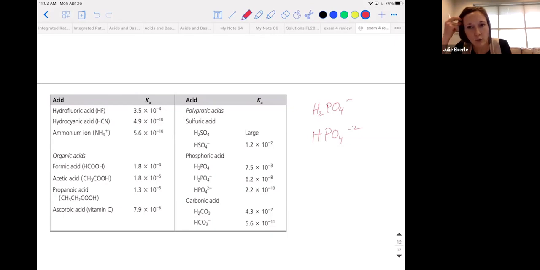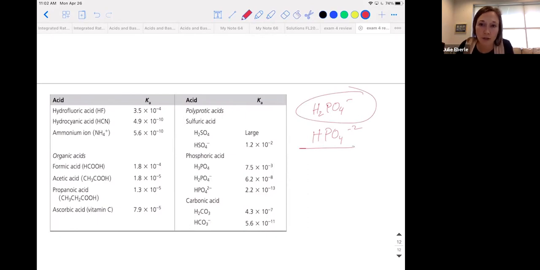Keegan says HPO4 as the weak acid. You need to pick the one here that has more hydrogens. The acid gives away the hydrogen, so this one is your weak acid. And then when it gives away a hydrogen, what's left over is the conjugate base.